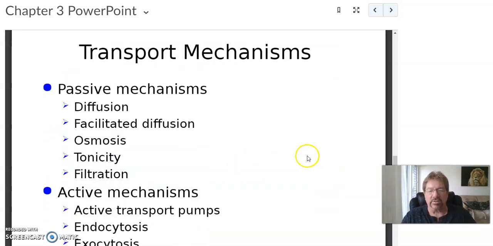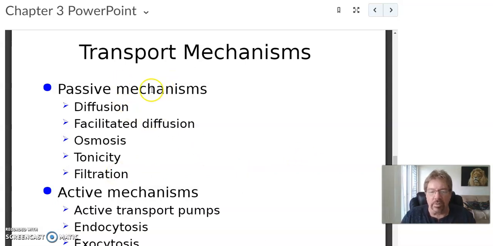Transport mechanisms. Now this is transport what? Through the cell membrane. Passive means no energy. Active means additional energy is required. Diffusion is where it moves from a higher concentration to a lower. Sometimes it has to be helped a little bit. That's called facilitated diffusion. Osmosis, where water will go through a membrane to make equal concentrations. Now we're going to talk about these separately, so don't panic. Tonicity, filtration. Kidneys do a great deal of filtration, for example.